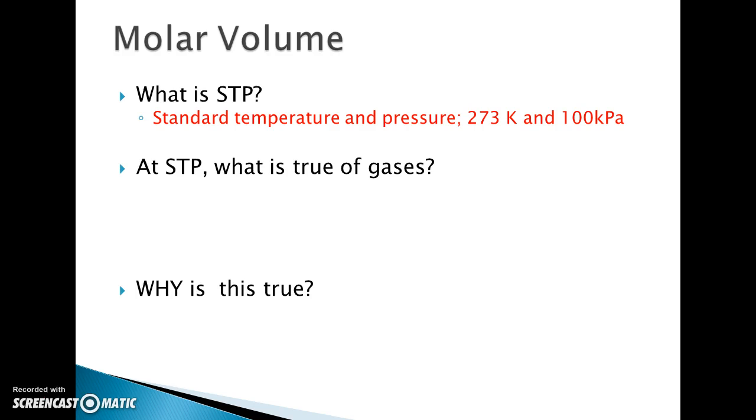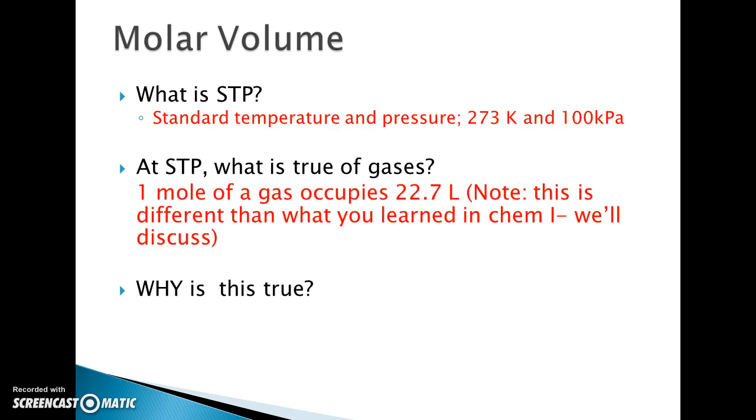Now, this is actually a little bit different than what you learned in Chem 1. In Chem 1, you learned that it was 101.3, and that's actually technically slightly more correct. But people have started to use 100 kilopascals because it's more of a round number and it's close enough to 1 atmosphere. But this is going to change something else important that you learned. So at STP, what is true of gases is that 1 mole of gas occupies 22.7 liters. Now in Chem 1, you learned 22.4, but because of the slight change in the value for pressure, it's going to be just a little bit different, okay?